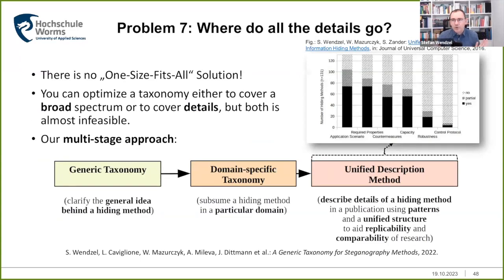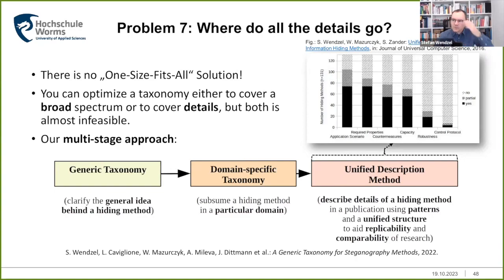But you might ask, where do all the problems go? So this is problem 7. We try to have a one-size-fits-all solution, but obviously we sacrifice detail on the patterns level. And this is why we have a multi-stage approach. So we have the generic taxonomy. We derive domain-specific ones, for instance, for network steganography. And then we have a unified description method using the patterns with a unified structure, so that experimental replications are easier, because the unified description method asks you to describe certain things of your hiding or circumvention method.